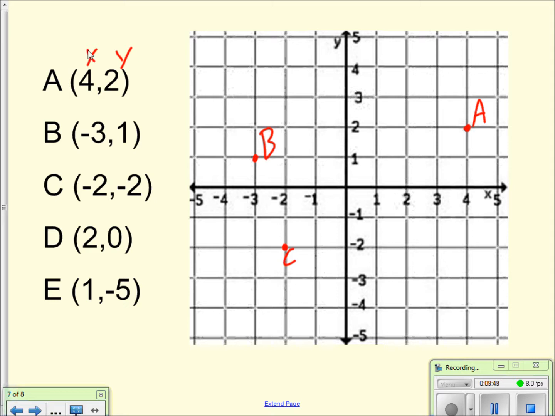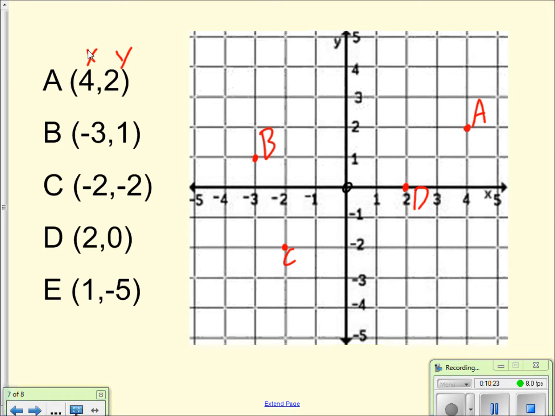My next one, point D, is 2, 0. I'm going to go over to 2, and then 0. Well, 0 would actually just be staying right there. I'm not going to go up, I'm not going to go down. I'm going to stay at 0. I'm not going to move either way. So my point would be right there, right? You can think of it as a number line. I got a 1, I got a -1, well, 0 is right there. 0 is where they both meet. That would be point D.